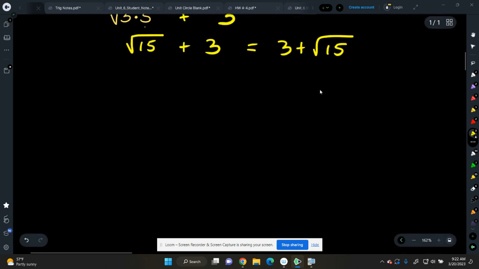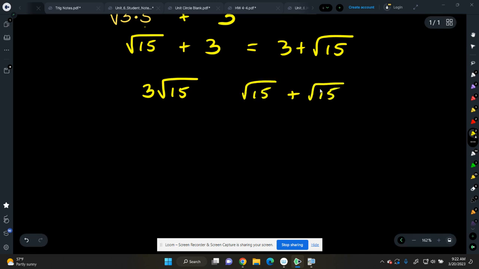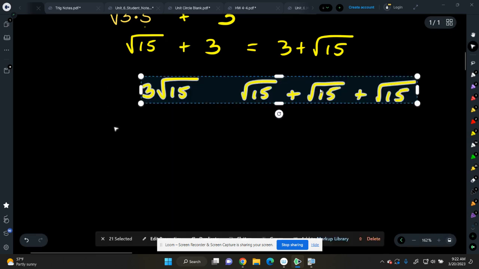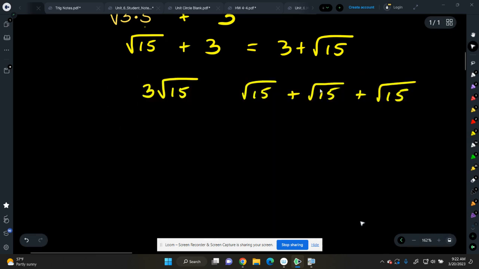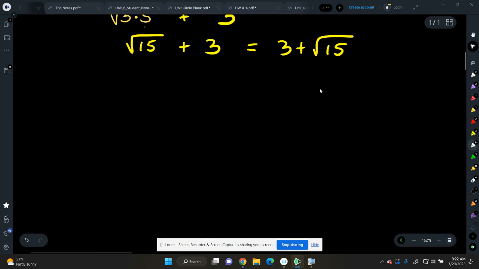What if we did... No, see, that's because that's different, right? Because 3 square root of 15 means that I have the square root of 15 plus the square root of 15 plus the square root of 15. That means I have the square root of 15 3 times. That's different than adding 3 to the square root of 15. Excellent question. Look at you with your thinking cap on early on a Monday morning.